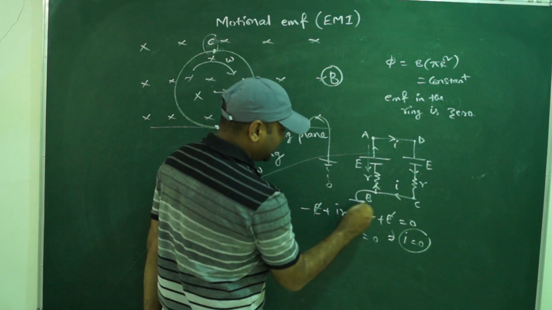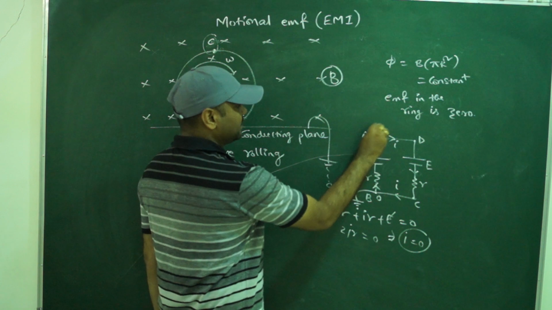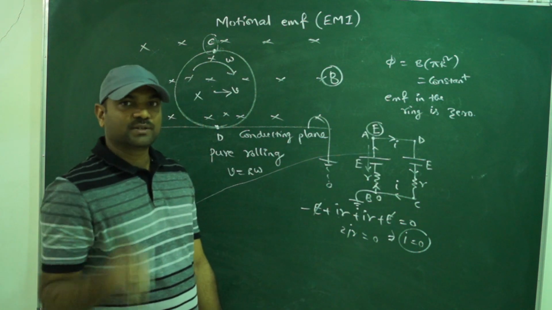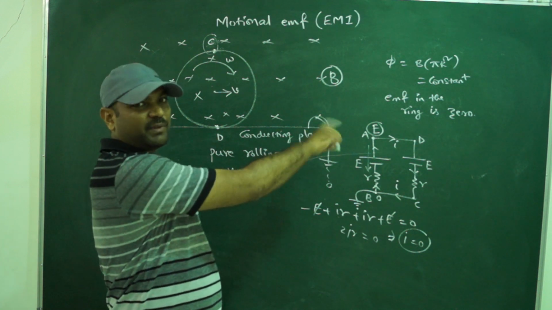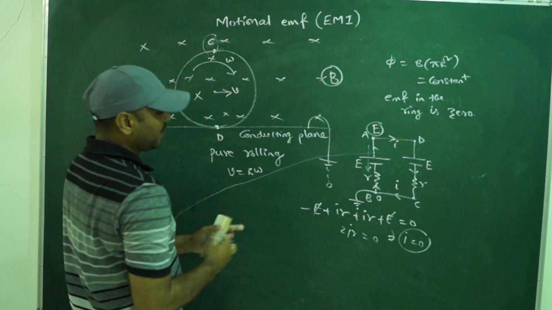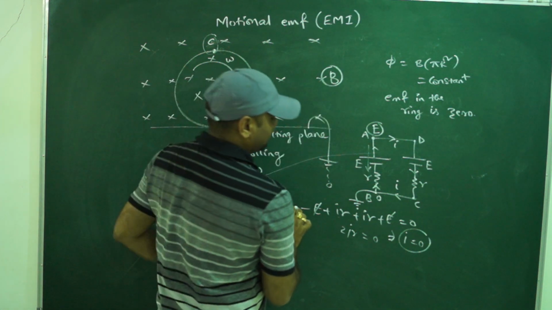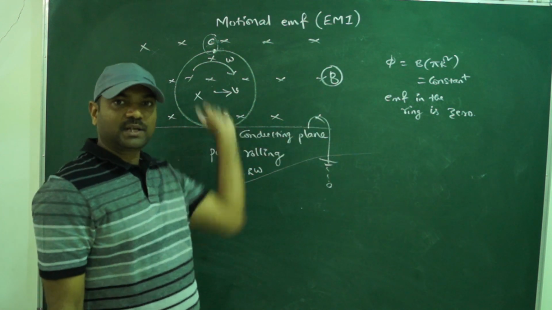Suppose I take B as grounded, that means B potential is 0. Then the A potential will be E. So the current is 0, EMFs are there, and still you will get the EMF for a particular point in the circuit. A similar concept you can apply here. So ultimately the EMF in the entire ring is 0.